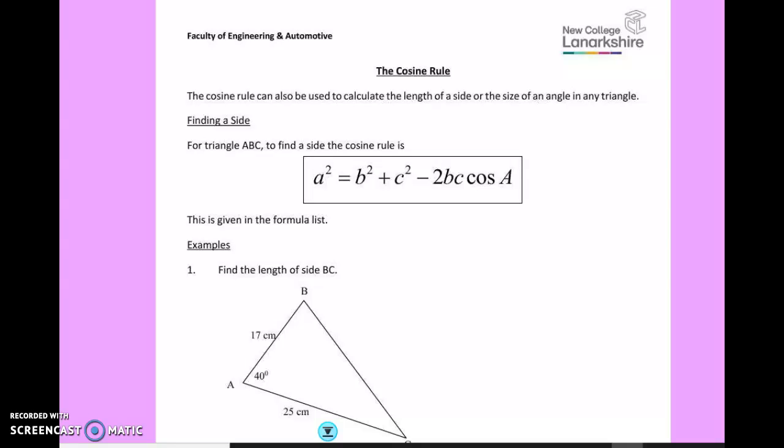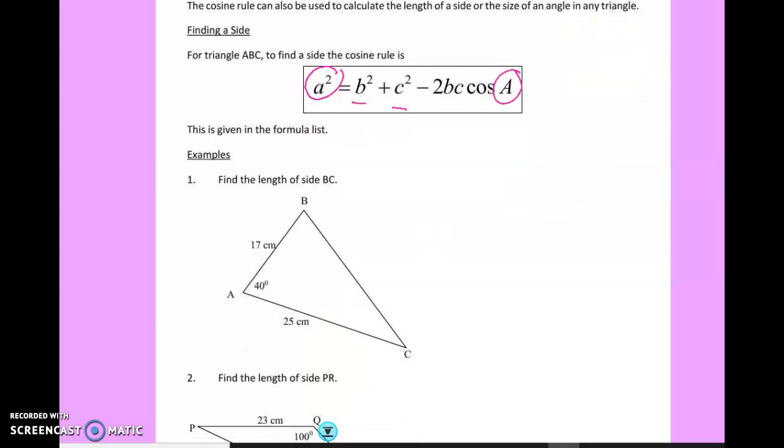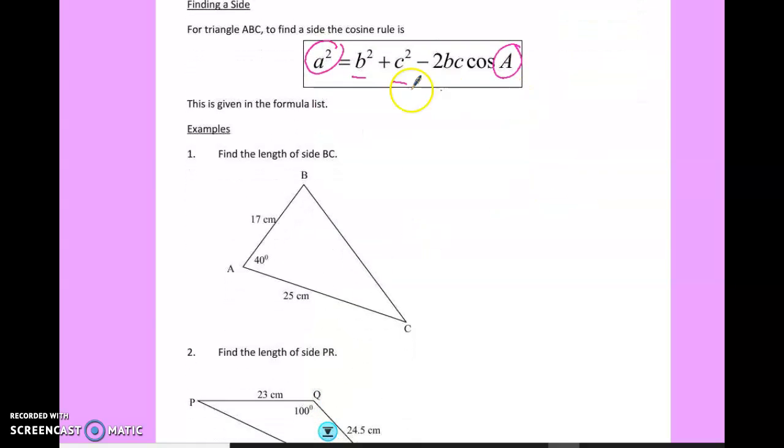The cosine rule then is a squared is equal to b squared plus c squared minus 2bc cos A. And the part I want to point out to you here is your a squared and your A. So the side that you want to find, you need to know the opposite angle. Okay, you also need to know the other two sides. Okay, let's have a go then. Again, I should have mentioned it's in your formula list, it's not one you need to remember.